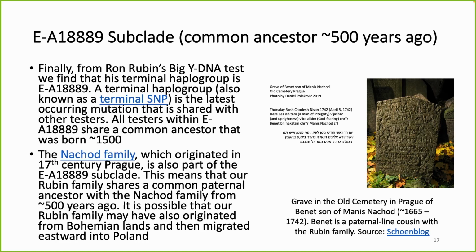But again, we probably don't share a common ancestor with the Nachod family until about 1500 CE. And I could only take the Rubin line back until the mid-1600s. So we're talking about about 100 or 150 years of unknown ancestry that would connect us back to the Nachod family.